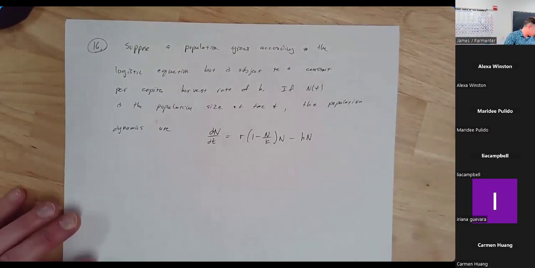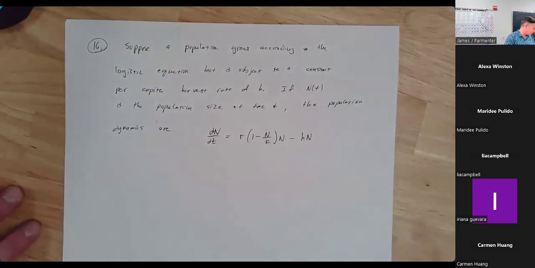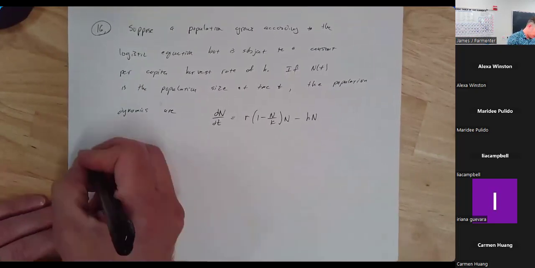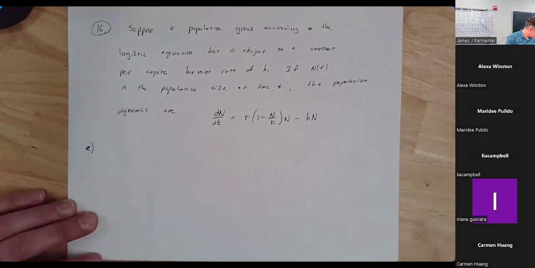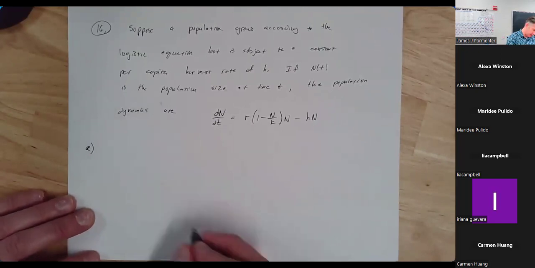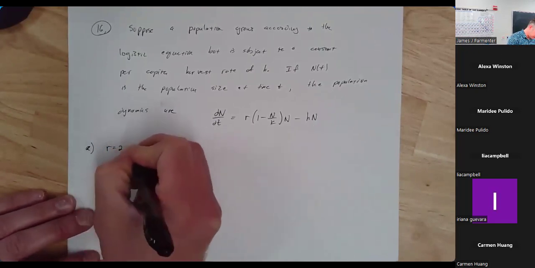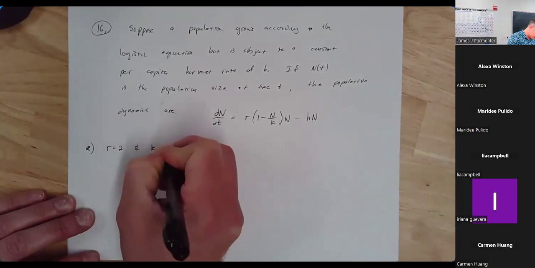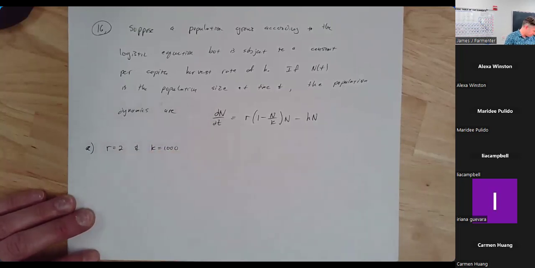And then it says different values of H result in different equilibrium population sizes. If H is large enough, we might expect extinction. Okay, great. So part A, suppose R equals 2 and K equals 1,000. Find the equilibria.